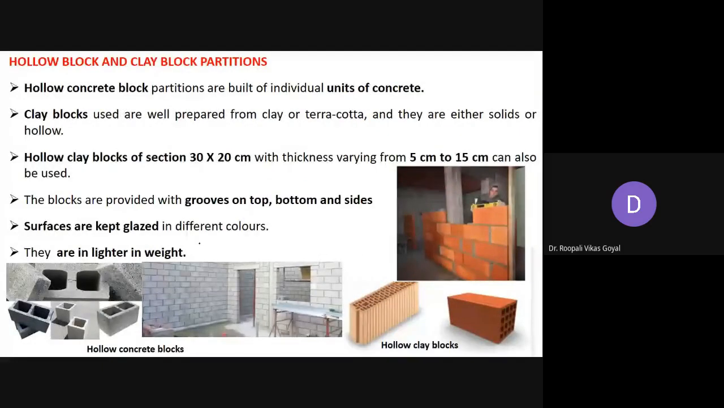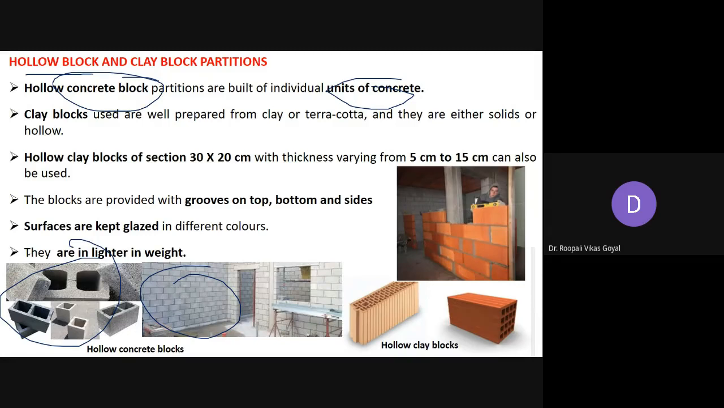Next is hollow block or clay block partition. So this hollow block may be a concrete block also. Okay, so the hollow concrete block wall that we have discussed can be utilized for partition purposes also. Those are generally the individual units of concrete. Okay, so there are varieties of sizes and varieties of ways in which you can arrange them. But when you use this hollow concrete block for a partition wall, it becomes a hollow block partition wall of concrete.